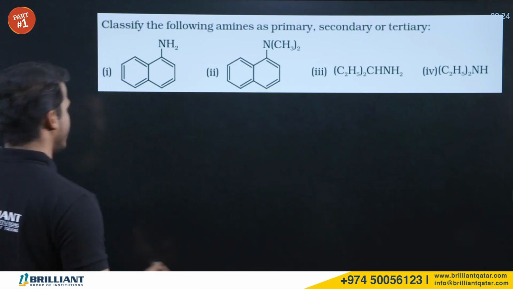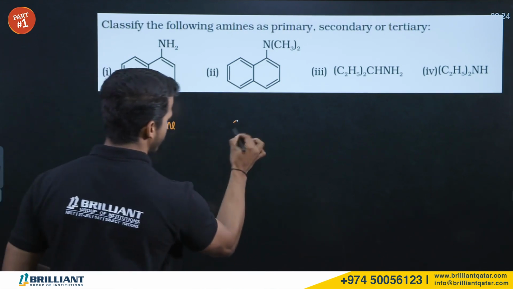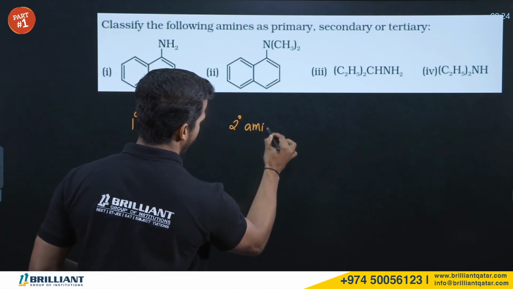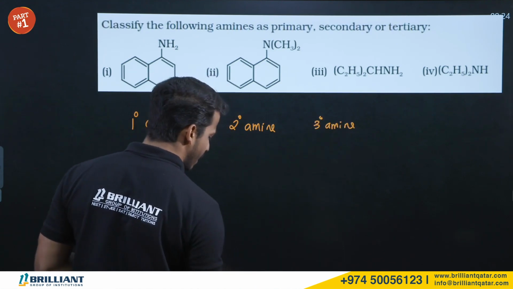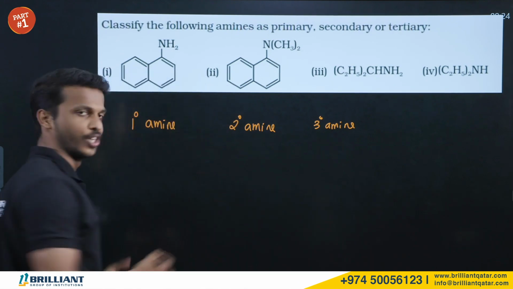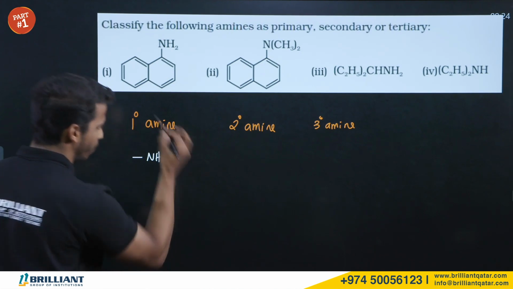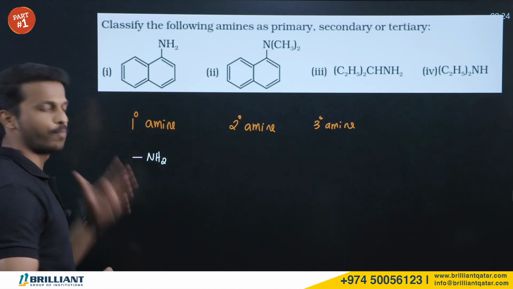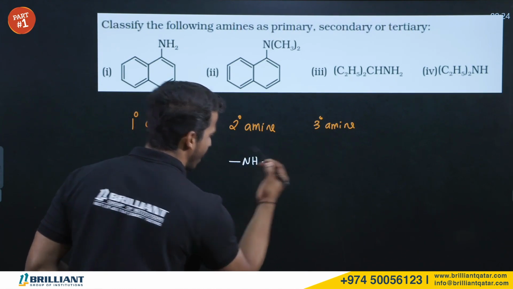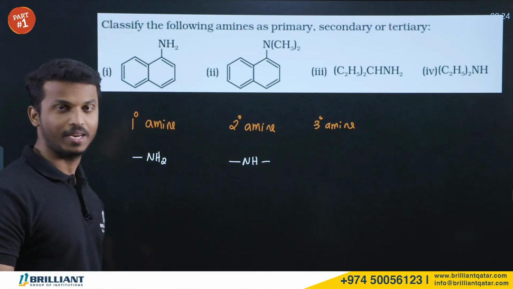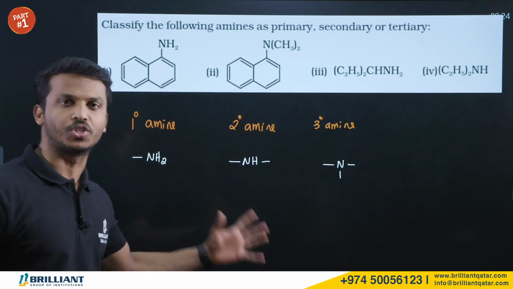It's very simple to identify a primary amine, and we have secondary amine, then tertiary amine. How can we identify whether the given amine is primary, secondary or tertiary? Dear all, if the compound contains an NH2 group, it's a primary amine. If it contains an NH group, it's called a secondary amine. If it contains just a nitrogen with 3 bonds, that's called a tertiary amine.